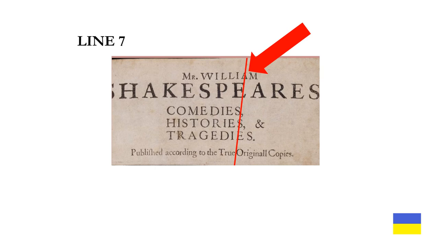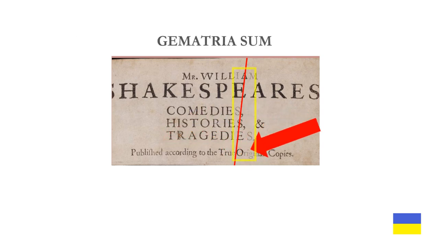in William, through the S in tragedies, or histories rather, the E, the upright, and the E in tragedies. And now we get a gematria sum for these letters, including the O in original. A, E, S, E, O.